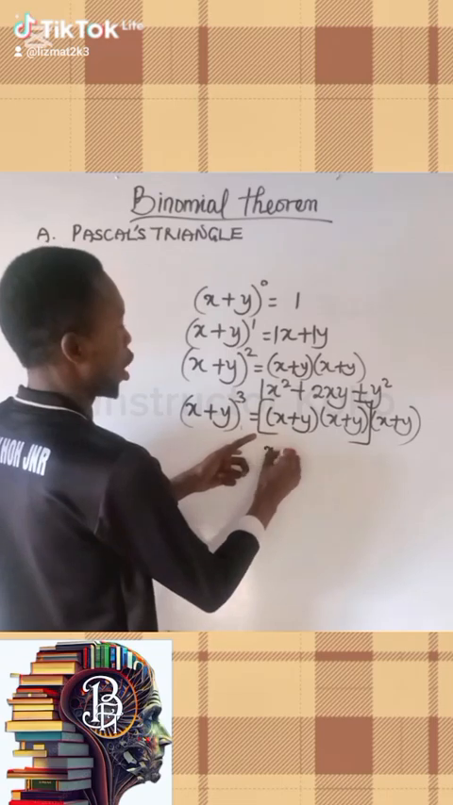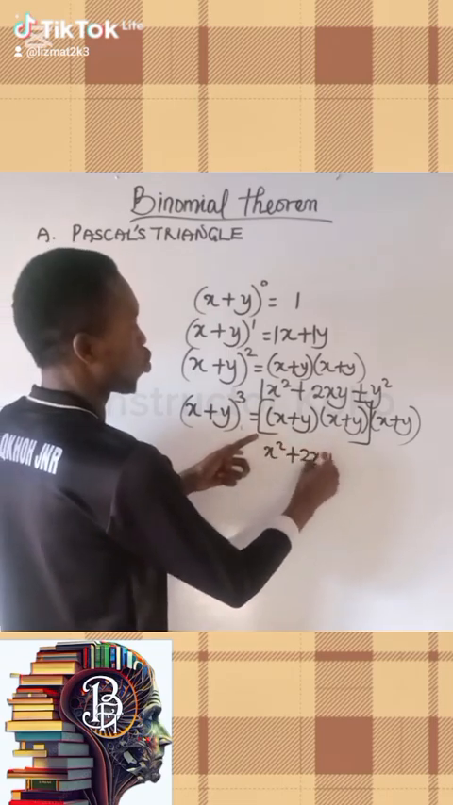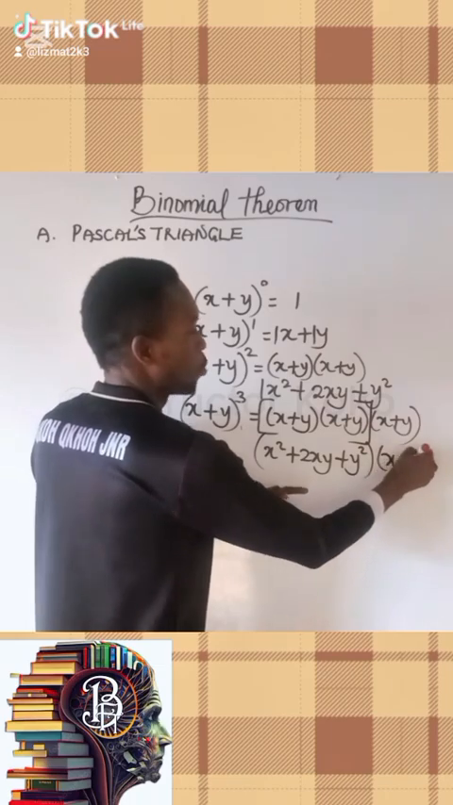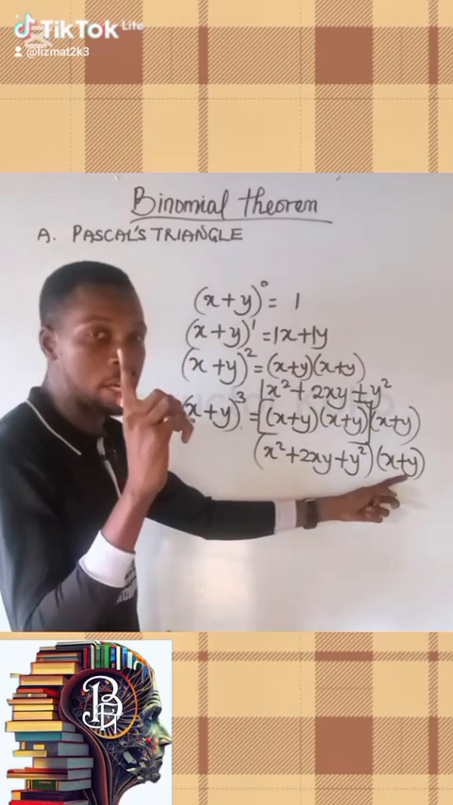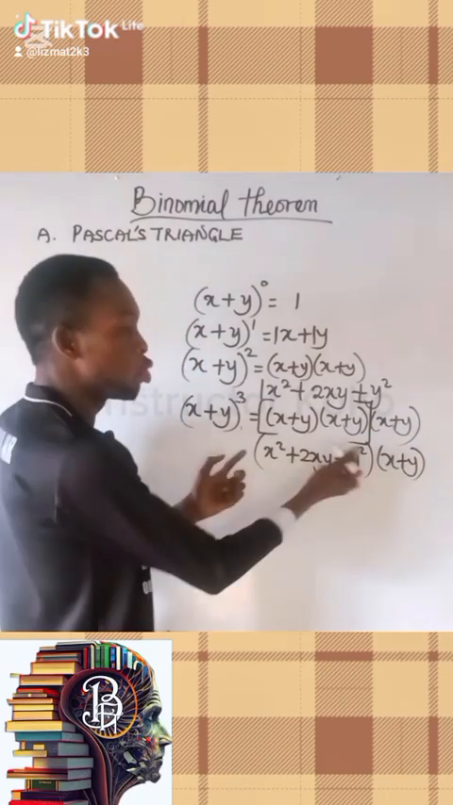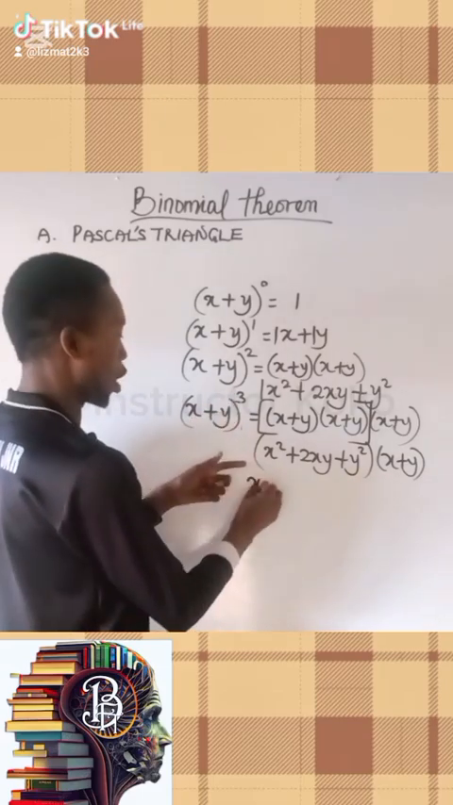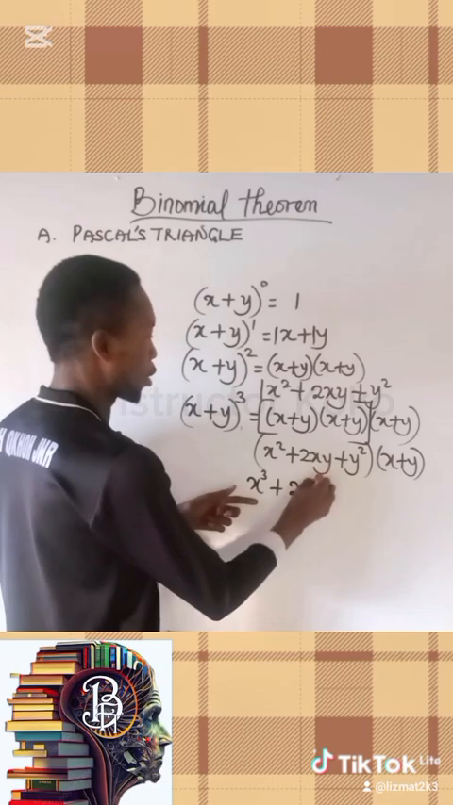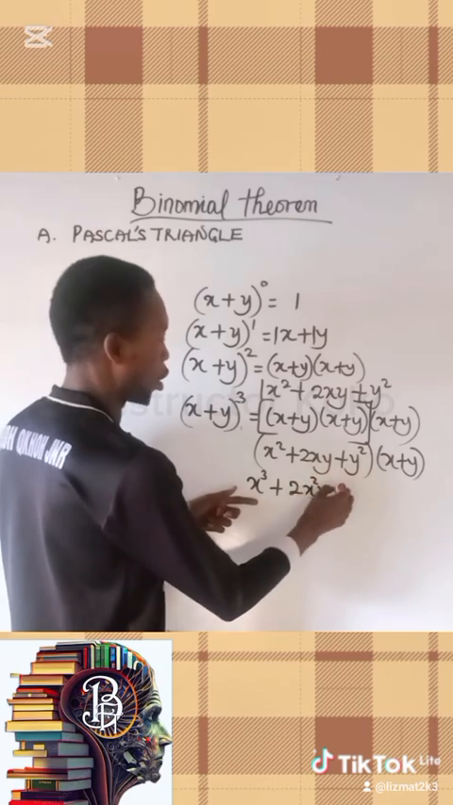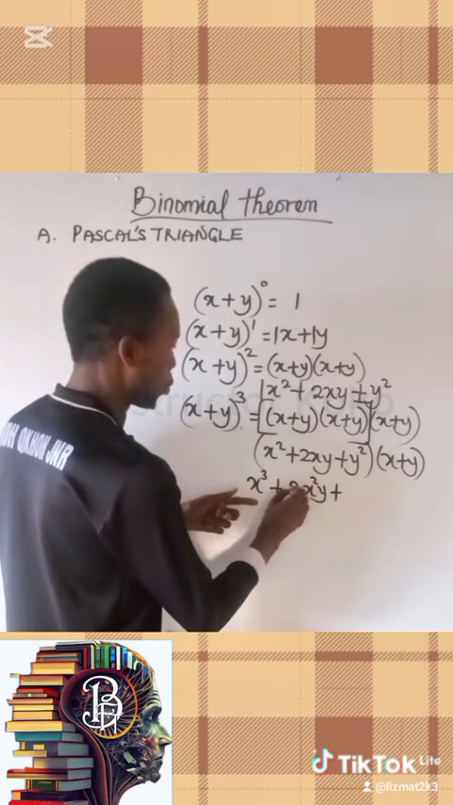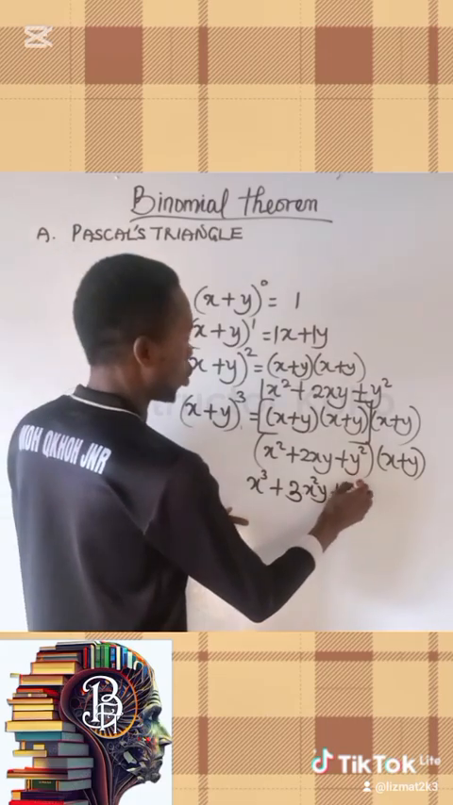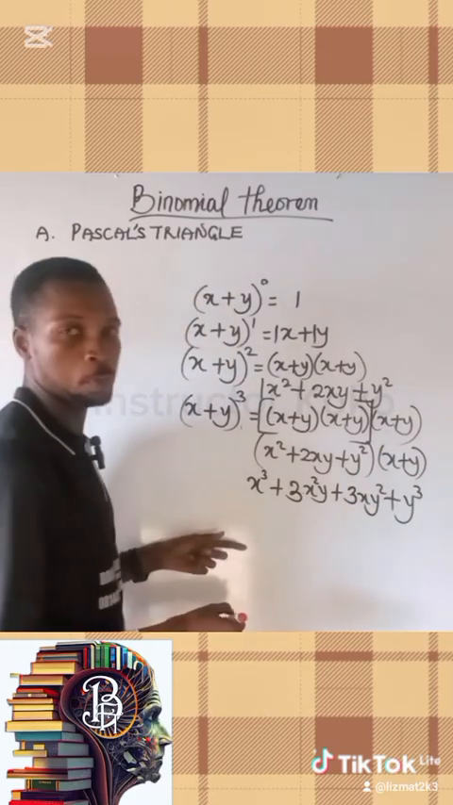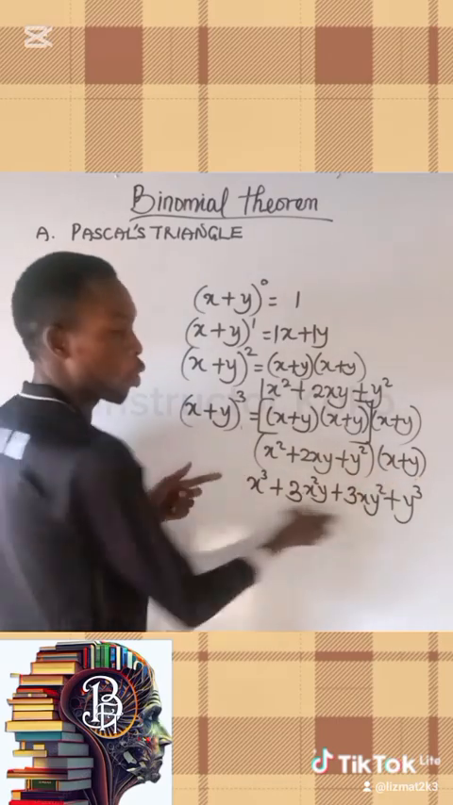This will give what? x squared plus 2xy plus what? y squared. Then multiply it by what? By the remaining x plus y. So if you do this, see what you are going to get. You will get x cubed plus 2x squared y plus x squared y, which gives 3x squared y, plus 3xy squared, then plus what? y raised to power 3. So if you multiply this by this, this is what you're going to get.